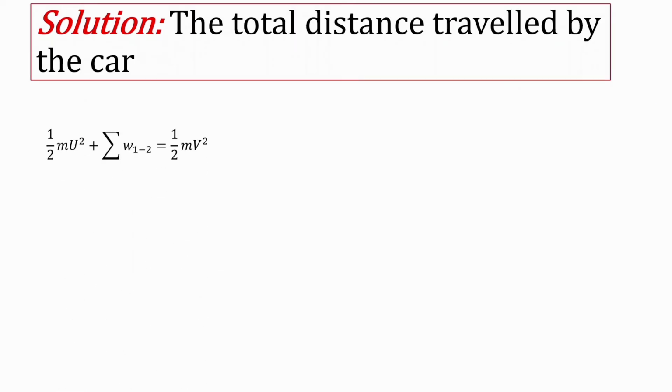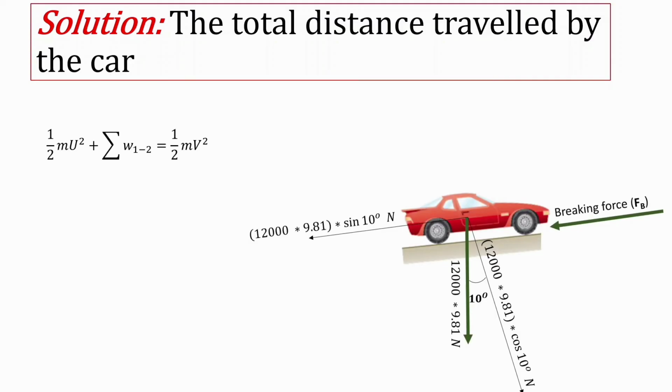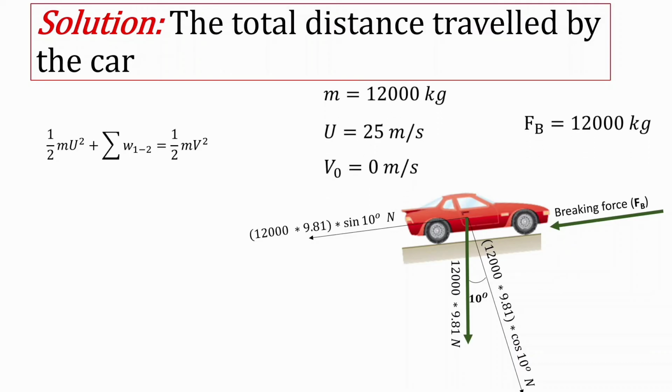So if we call our equation, the first thing of concern is what is the work done? Work done is force times distance. So the total work done is the sum of all the forces acting on the vehicle multiplied by the distance traveled by the vehicle. But of course, this time around, we are looking for distance. So we have all our variables given to us. We have our work done is equal to force times distance.